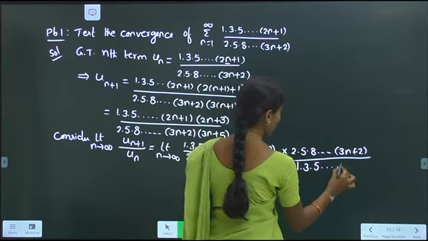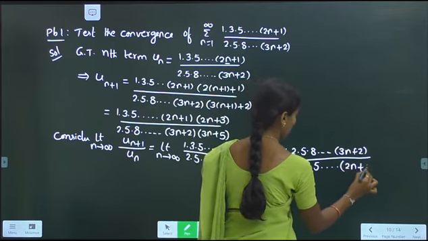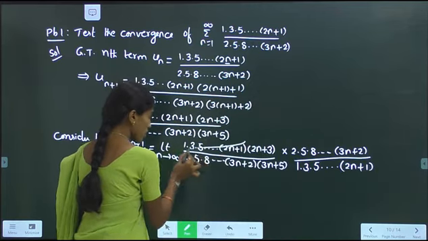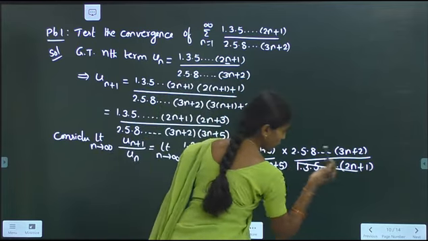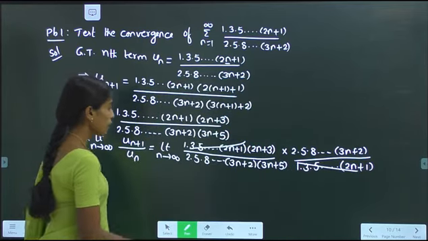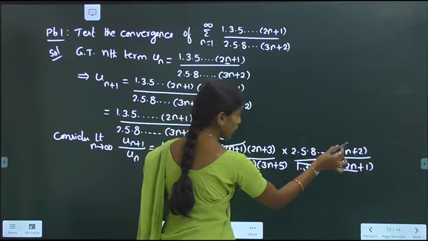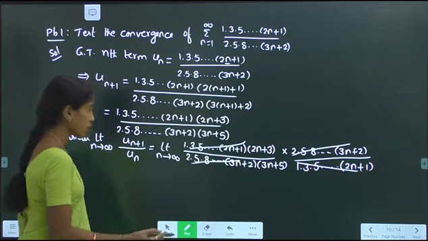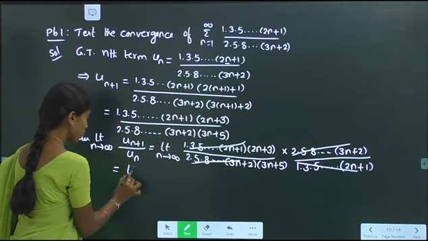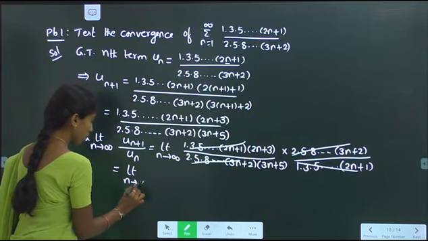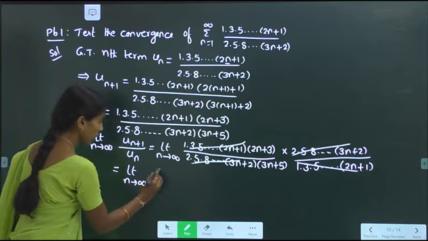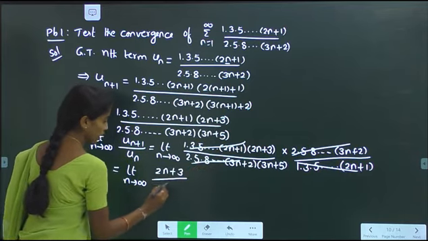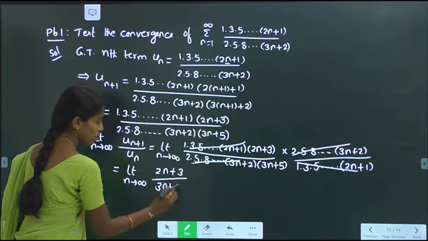It ends with 2n plus 1. Right? So up to this it cancels with the denominator term. And here also 2 into 5 into 8 up to 3n plus 2, it cancels with this term. So what are the remaining terms? Limit n tends to infinity, remaining is 2n plus 3 in the numerator. In the denominator, 3n plus 5.